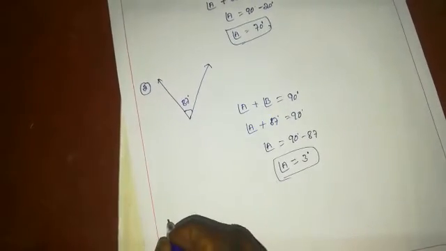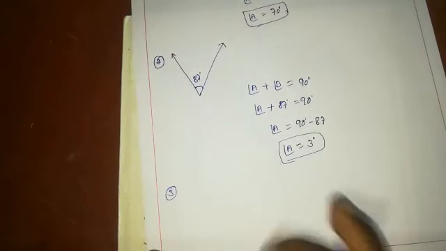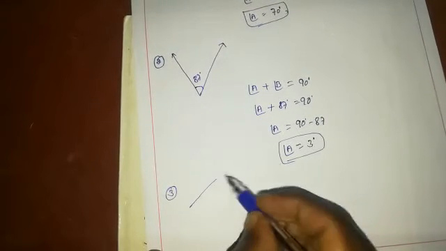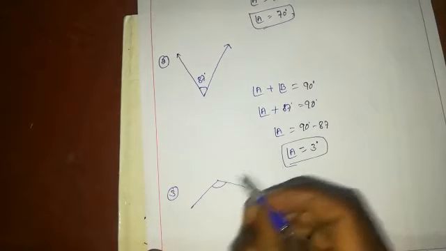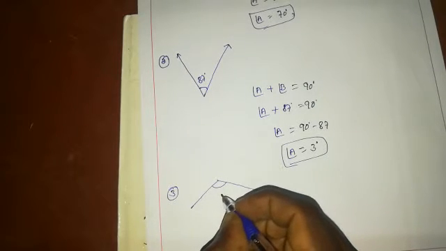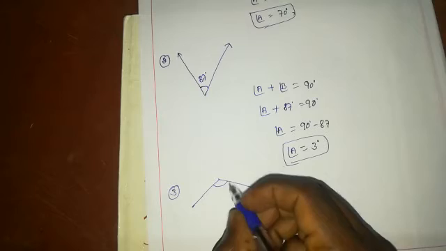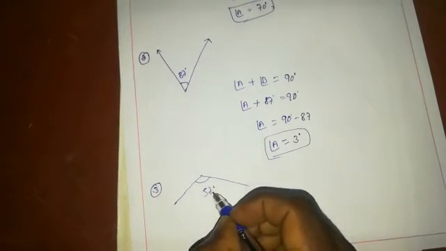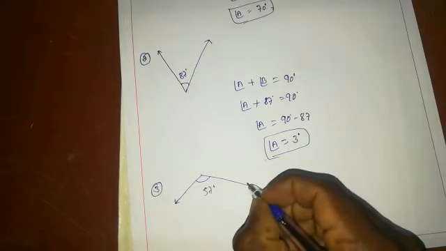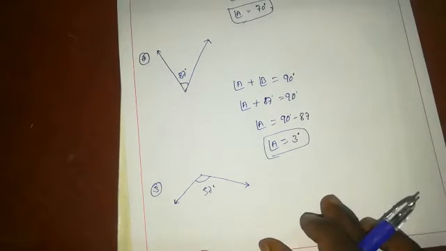Now let's move to the third one. The third angle is like this. The measurement of the angle is 57 degrees. Now we have to find the complement angle for this 57 degrees.